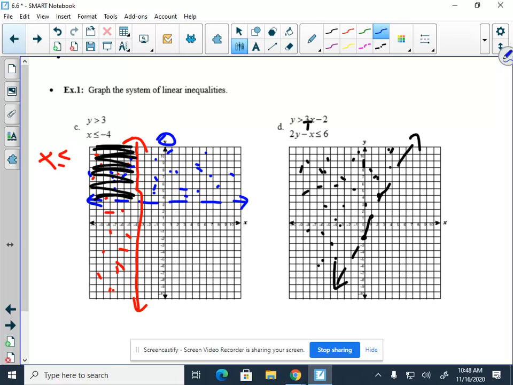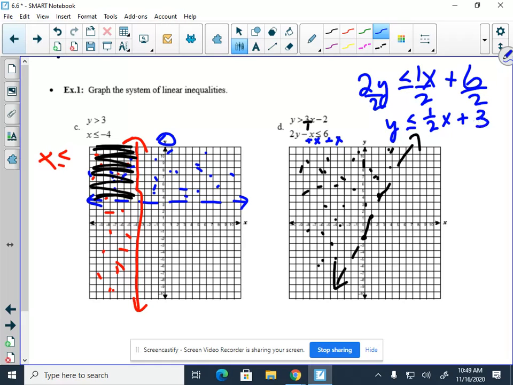Now the next one. I'm going to add x to each side. Two y is less than x plus 6. We put a 1 on here, this 1/2 x plus 3. Okay, so we graph this one. We go up 3, we put a dot. Up 1 over 2. In this one, we have a solid line. Sorry, the other one was dashed. And we're going to shade below.